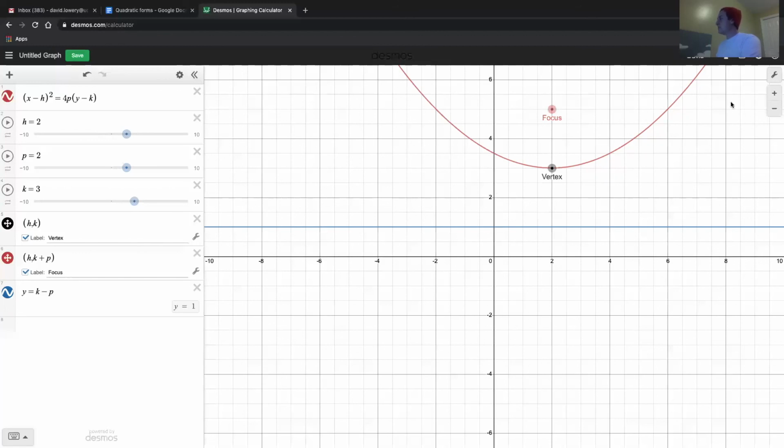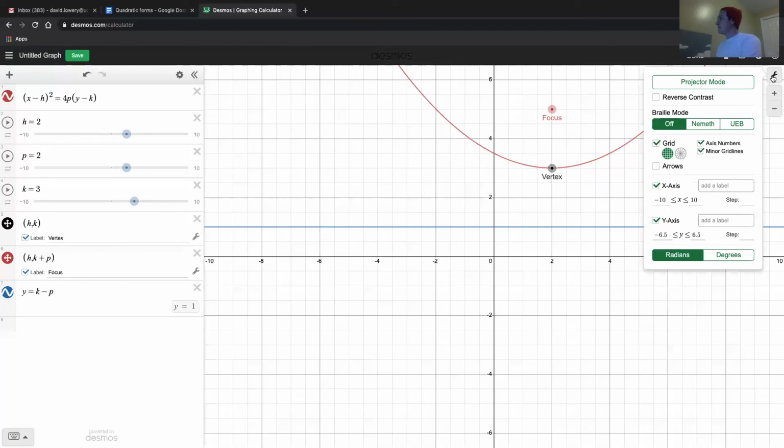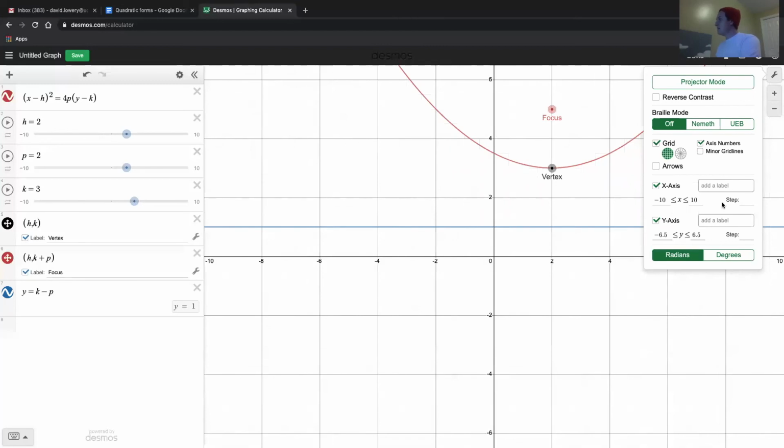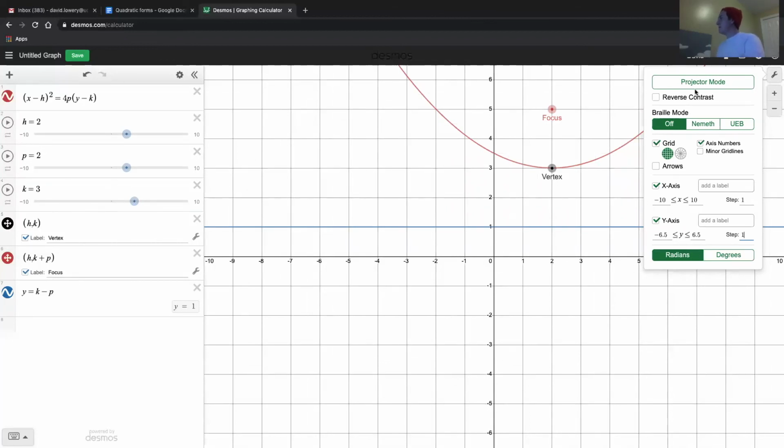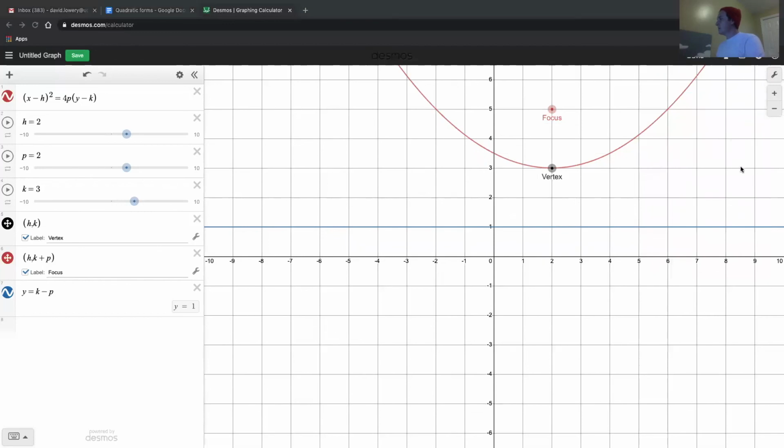In fact, let's actually get rid of those. We're going to go up to our graph settings and turn off the minor grid. And let's see if we can do this. Okay, cool. Now we have a little bit nicer of a graph. So now we can see a little bit more clearly that our focus is 2 units away from the vertex, and so is our directrix.